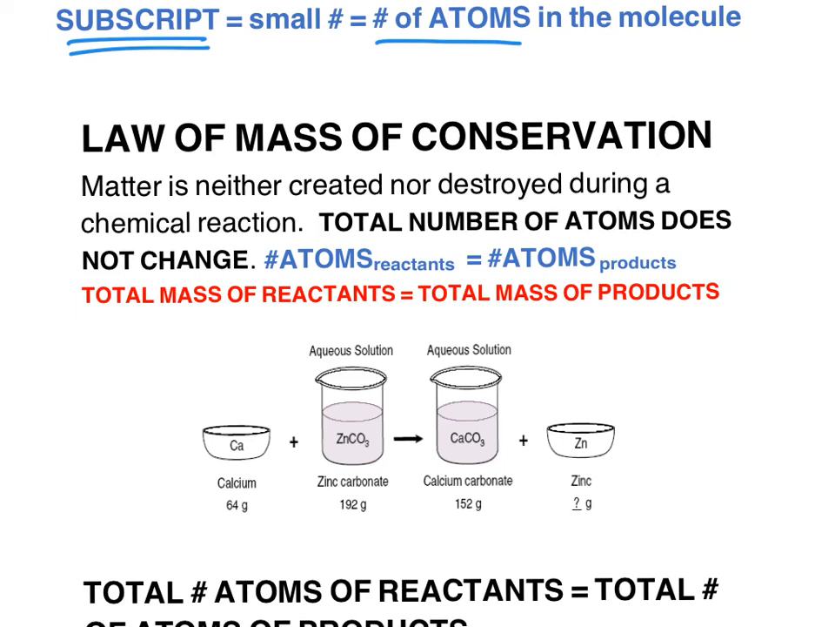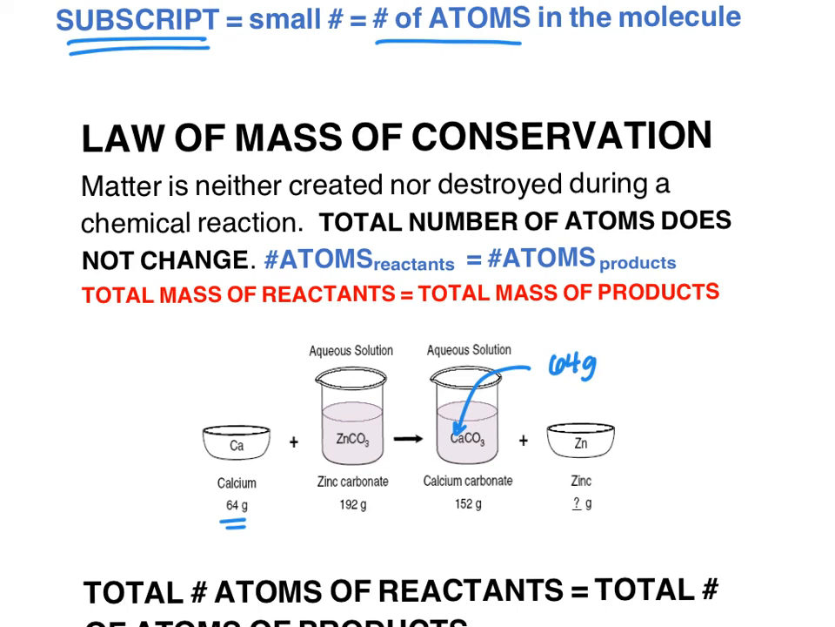So that means the total number of atoms will never change. My number of atoms on the reactant side has to equal my number of atoms in my product side. The total mass of the reactants will also equal the total mass of the products. So it's extremely important you understand that if I have a certain amount on one side, for example, if I have 64 grams of calcium, the calcium in my calcium carbonate will also have to be 64 grams.